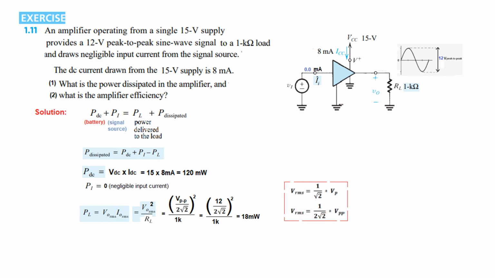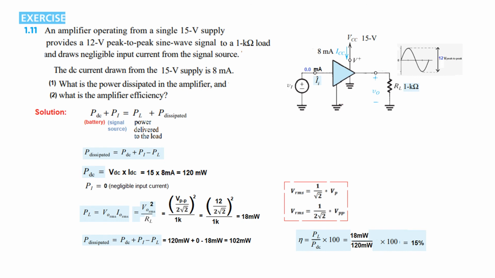And now we have to convert this into what is given, V peak to peak. So this formula we'll use. Now this was for V peak that we used earlier. For peak to peak we'll divide it by 2 under root 2. So V peak to peak divided by 2 under root 2, whole square, divided by the load resistance. Now peak to peak is 12, divided by 2 under root 2, whole square, and 1K. So we get an answer of 18 milliwatts. So this is the power supplied to the load or consumed. So power dissipated, now we plug in the values that we have found, 120 plus 0 minus 18. So we get the power dissipated as 102 milliwatt.